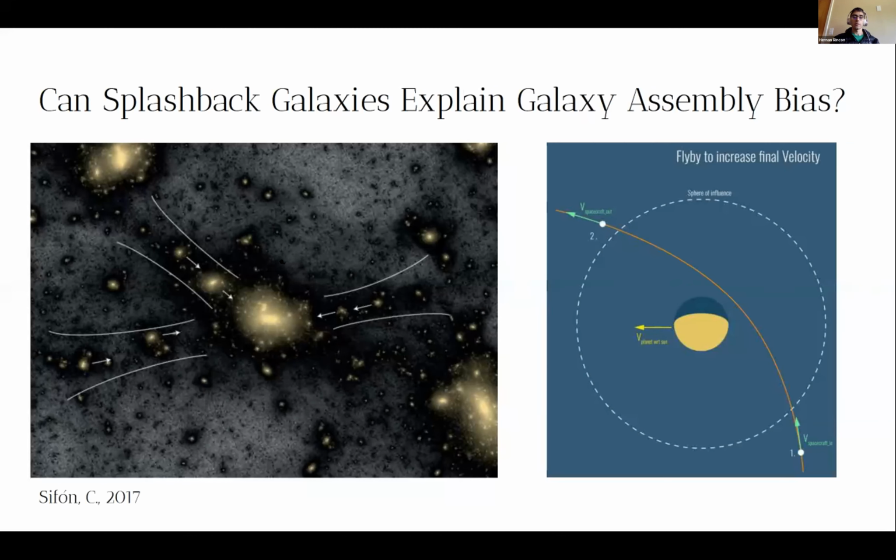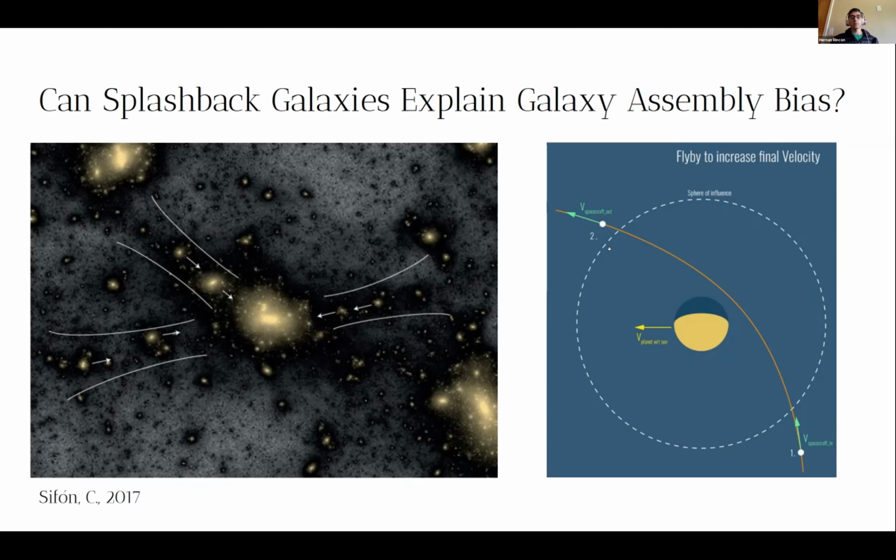So the left image here is a bunch of infalling galaxies coming in on a big central cluster. And then the right image is a diagram of what a flyby looks like, a flyby maneuver here given with a spacecraft going around a planet, but it would be something very similar for a splashback galaxy going around a host galaxy. You'd have it come within the sphere of influence of the host and then leave. And in more technical terms, the sphere of influence for the host galaxy is the galaxy's virial radius.